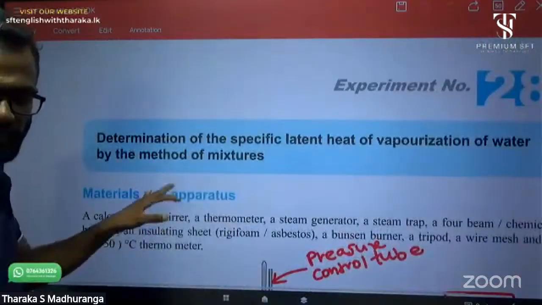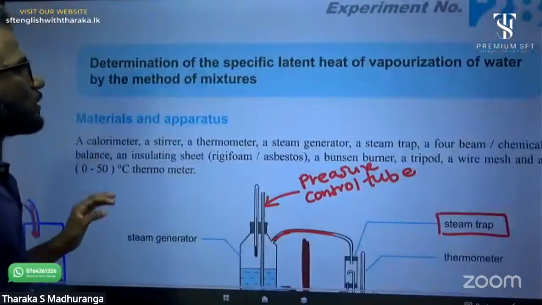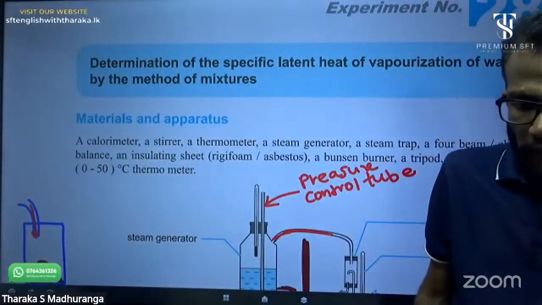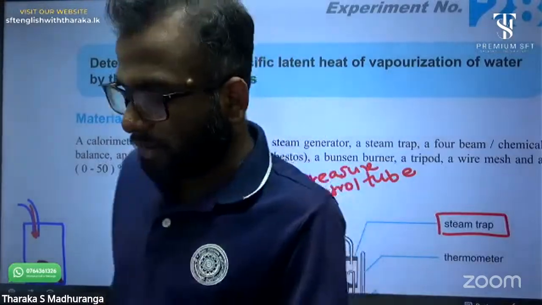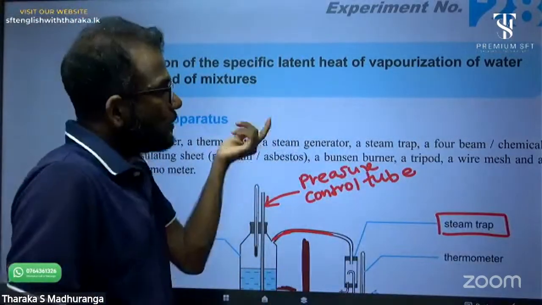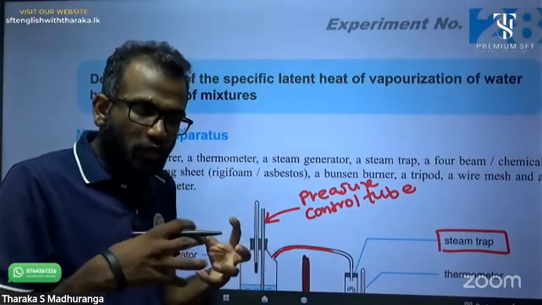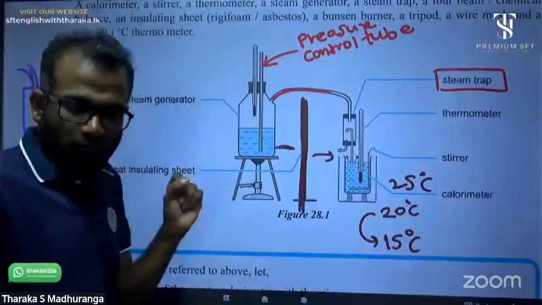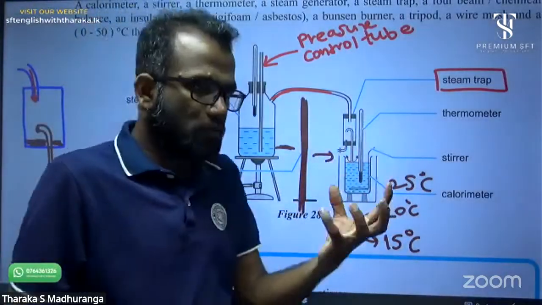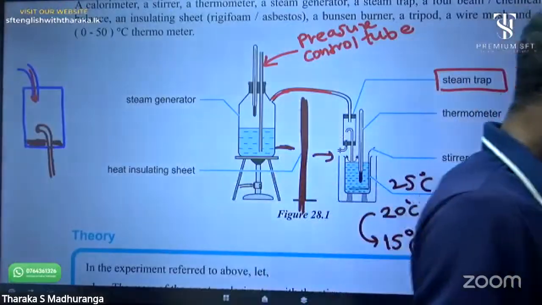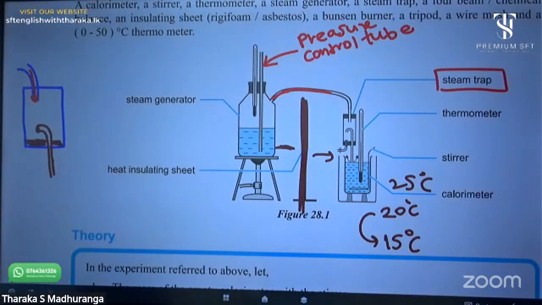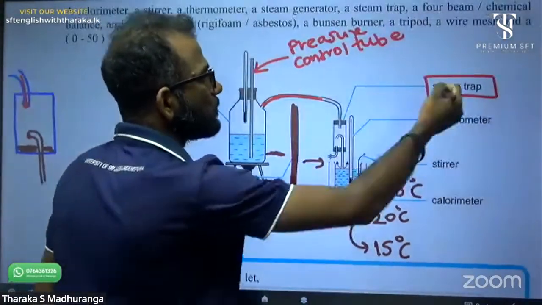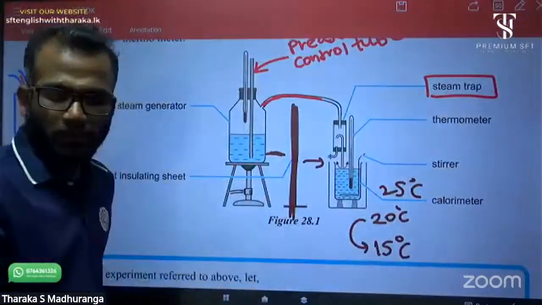This one we already discussed: the determination of specific latent heat of vaporization as well as specific latent heat of melting, the ice cube practical and the steam generator practical. For the steam generator, to remove the condensed water, we can use a steam trap. Do you remember? It is a steam trap. That's the most important thing.